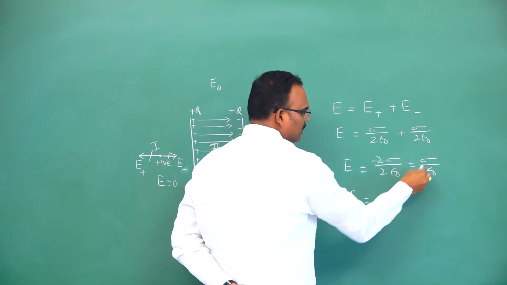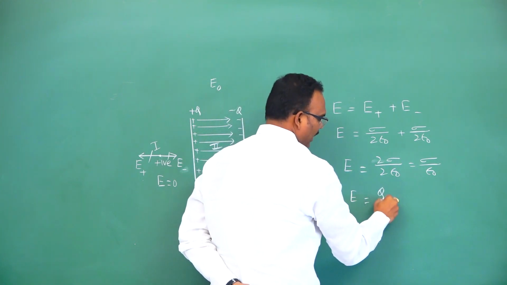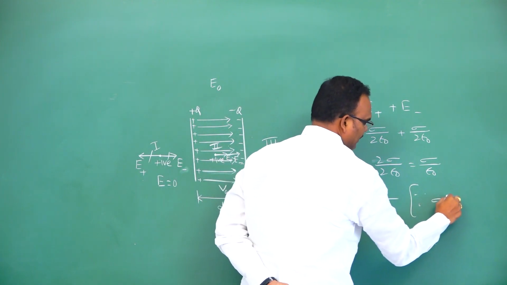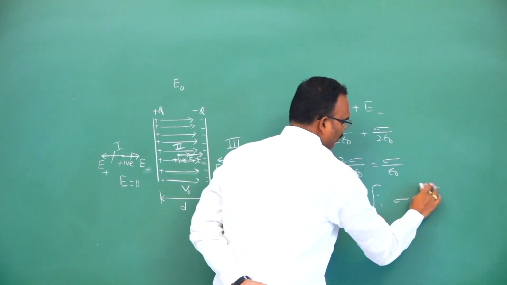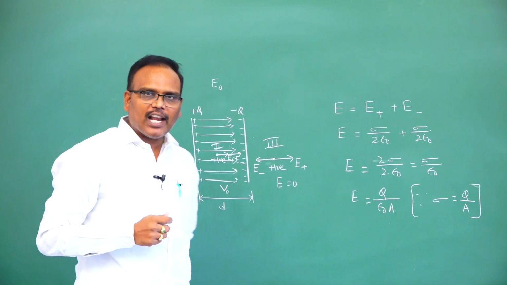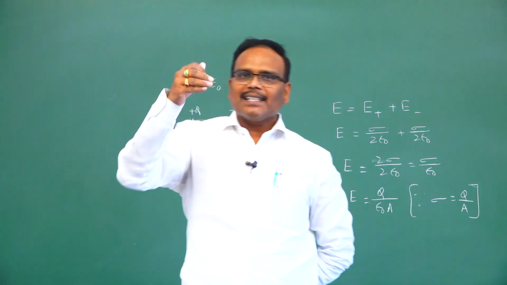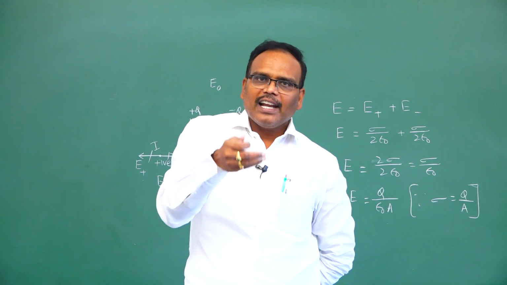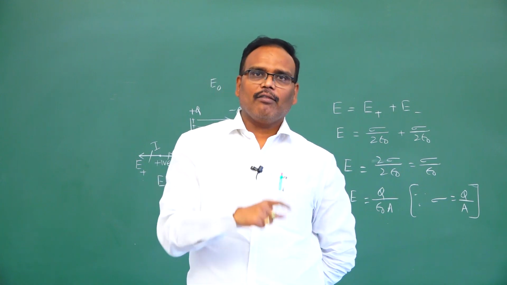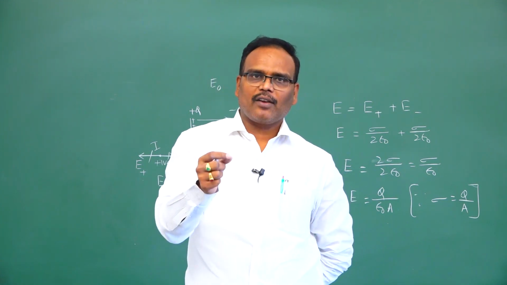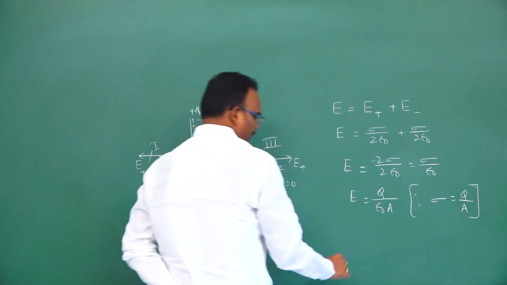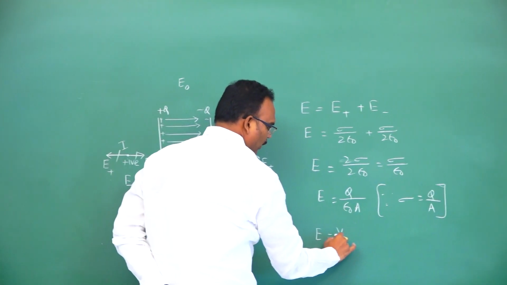Electric field E is equal to sigma by epsilon naught, and since sigma is equal to Q by A, this is Q by epsilon naught A. We know the relation between electric field and potential, that is E is equal to minus dV by dx. The electric field is the negative potential gradient, but in a uniform electric field, as a special case we have discussed, E is equal to V by d. So that's why we know that electric field E is equal to V by d.